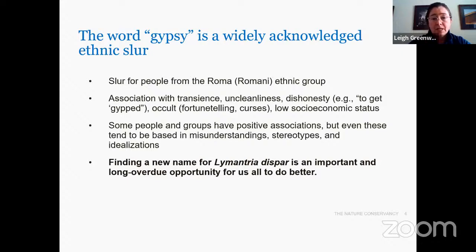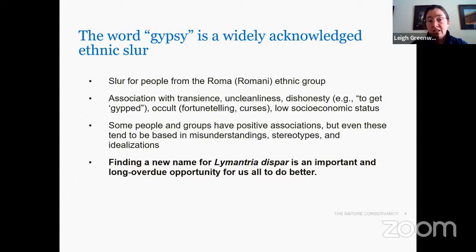Now, there are some people in groups that do have positive associations with the word gypsy, but even those tend to be based in a misunderstanding of their culture and history, a stereotype of their people, or even an idealization or a romanticization of their history or their people, which is a falsehood. And so it's not a fair or appropriate association. Put together, the Entomological Society of America, along with a lot of colleagues like myself, decided that it was about time to find a new name for Lymantria dispar. It was a very important opportunity that they decided to move forward, and it was long overdue, quite frankly.